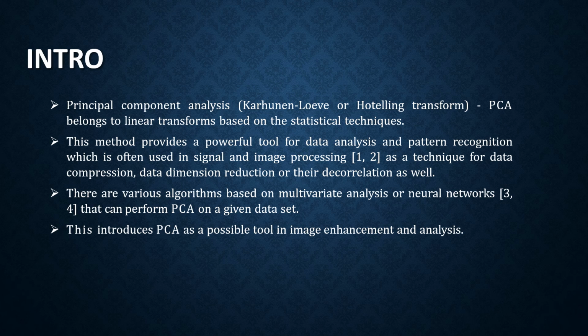Intro. Principal component analysis (PCA) belongs to linear transforms based on statistical techniques. This method provides a powerful tool for data analysis and pattern recognition, which is often used in signal and image processing. As a technique for data compression, data dimension reduction, or decorrelation as well, there are various algorithms based on multivariate analysis or neural networks that can perform PCA on a given dataset. This introduces PCA as a possible tool in image enhancement and analysis.